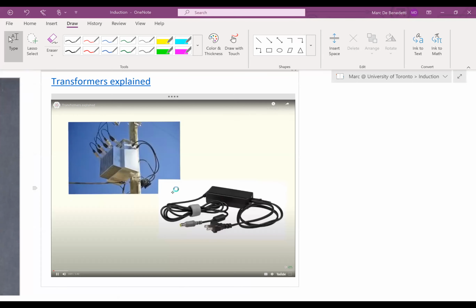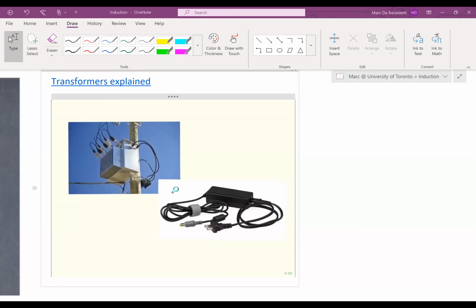A transformer is used to increase or decrease the voltage of an electrical supply. It's essential for transmitting electricity from a power station to your home, but it's also essential for using your mobile charger to adapt the 230 volt electricity from your main supply to the 5 volts needed to charge your mobile phone. In this video, I'm going to be looking at two aspects of transformers. First of all, explaining how they work, and secondly, showing you how to use the transformer equation.